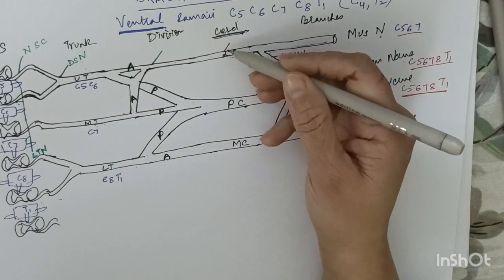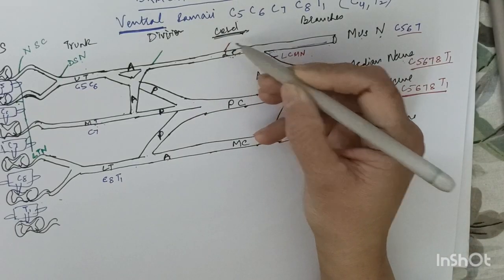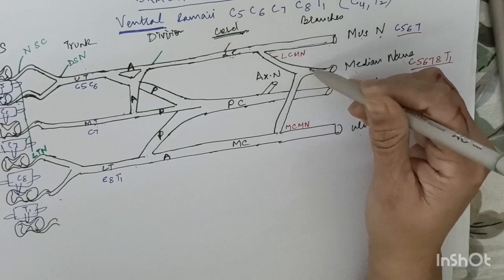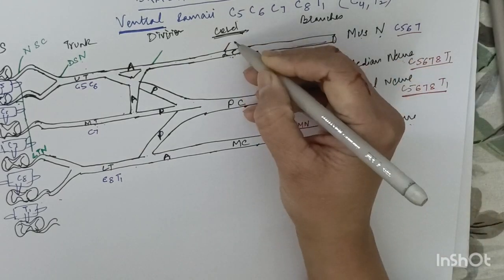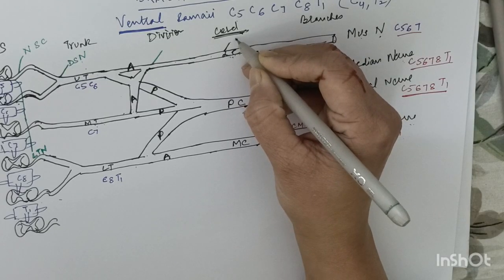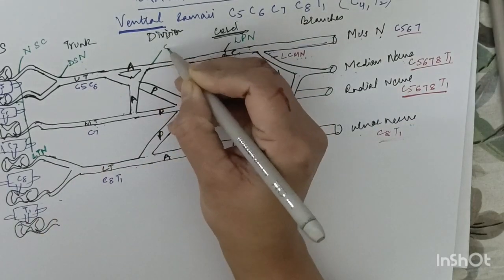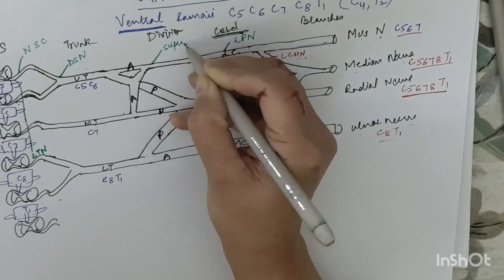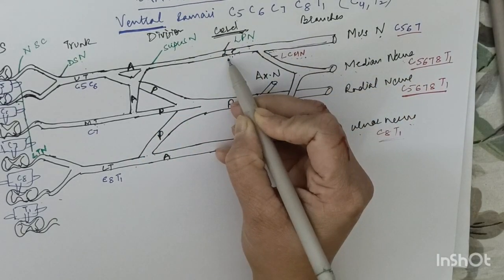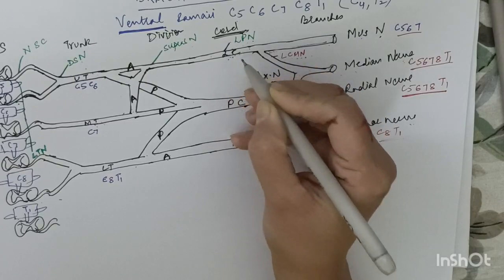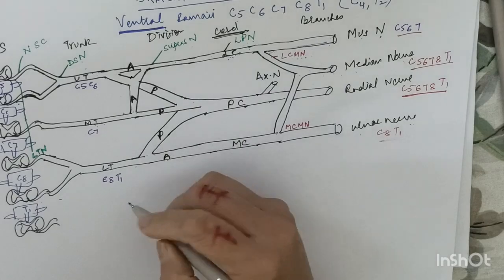Now herein you see at the level of the cord, we have seen the lateral cord of the median nerve. It also supplies the pectoralis muscle, the lateral part of the pectoralis, by the lateral pectoral nerve. Fine. So the lateral pectoral nerve arises from the lateral cord. Again, the lateral cord is formed by C5, C6 and C7. Remember that.